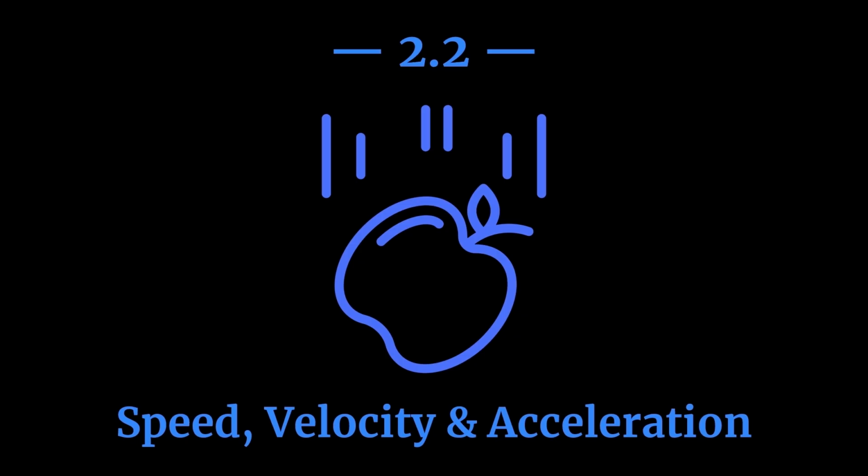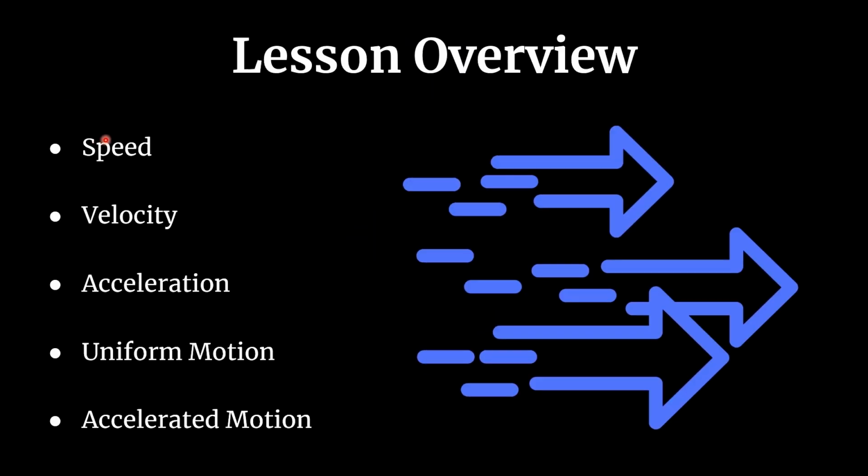Today, we will be taking a deeper look into moving objects, focusing on the concepts of speed, velocity, and acceleration. In this lesson, we are covering how speed and velocity are the same yet also different, as well as what acceleration really is. Then, we will define the terms uniform motion and accelerated motion in order for you to understand them effectively.